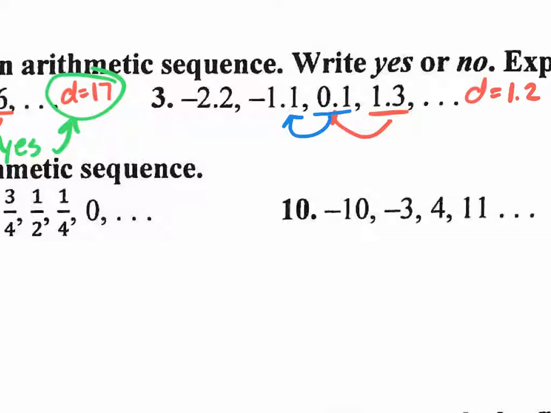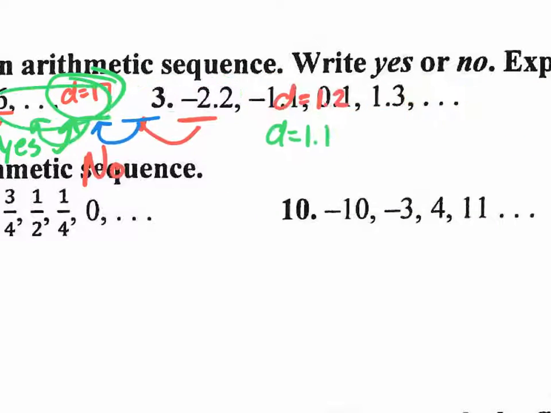If I try the next one, -1.1 on the calculator minus a -2.2, we end up with a +1.1. So right here between these two, our difference is 1.1. So obviously there's not a common difference, they're different. So we would say no, it does not work. So no, it's not arithmetic. Why not? Because there's no common D. Let's move on to the next one.